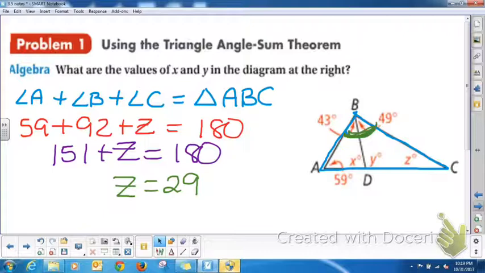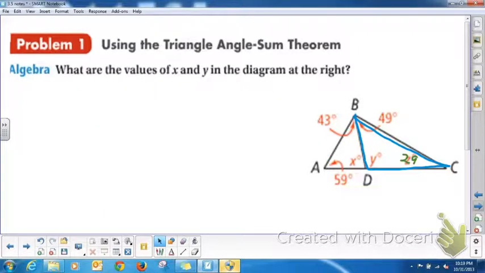So now that we know Z, can we find Y? Can you set up an equation for that? Take a look, see if you can figure out what triangle Z and Y both belong to. So triangle BCD is made of these three angles. B is 49 degrees, C is 29 degrees, but we don't know D, so it's represented by Y. Write an equation so you could solve for Y.